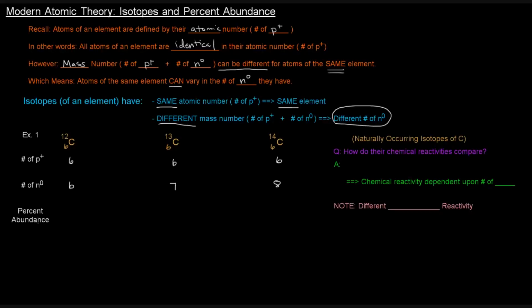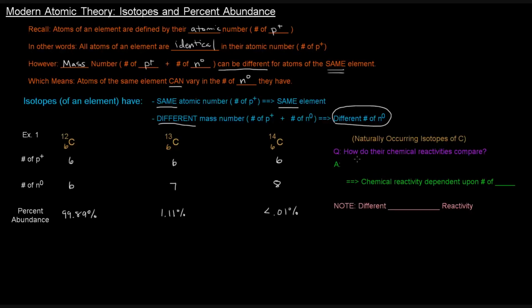Now the percent abundance is basically how much of the naturally occurring isotope on Earth is that particular isotope. So for carbon 12, we've got 99.89%. 99.89% of naturally occurring carbon is carbon 12, which is almost all of it. Carbon 13 is 1.11%. That pretty much accounts for essentially all of it, but a very, very small percentage is carbon 14. So these are all isotopes of carbon, naturally occurring specifically.